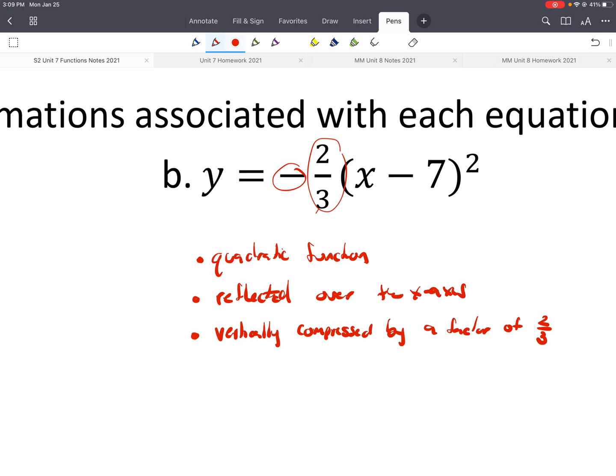And then next thing we come up with is our h. So it is transformed 7 units. And it's opposite what you think, so it'll be right, or right 7, if you want to say it that way. The k, there's no up or down, so we don't need to write anything about it.